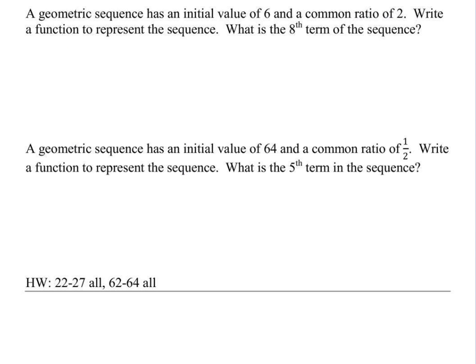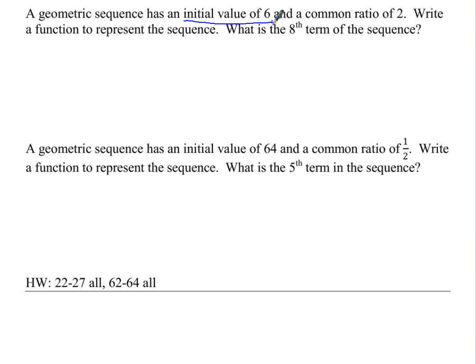All right, we got a couple more things we got to do here, and then we're done with the section, which means we're almost done with the chapter, which is nice. A geometric sequence has an initial value of 6 and a common ratio of 2. All you got to do is read this problem, and they've told you everything you need to know. Write a function to represent the sequence, but now they want to know what the 8th term of the sequence is.